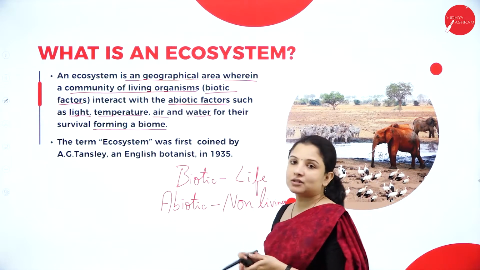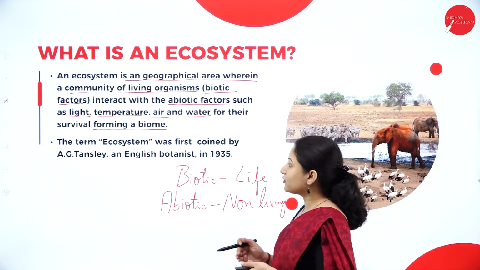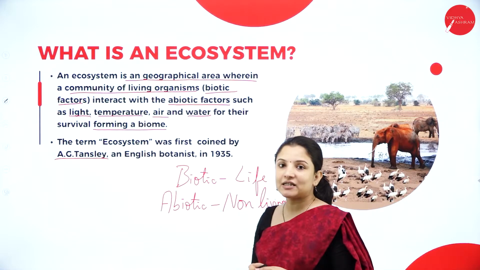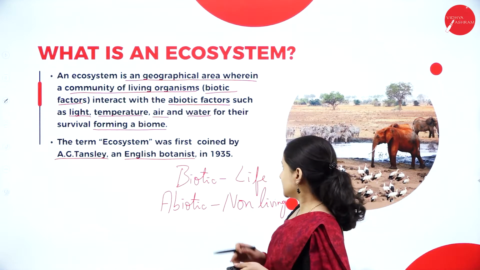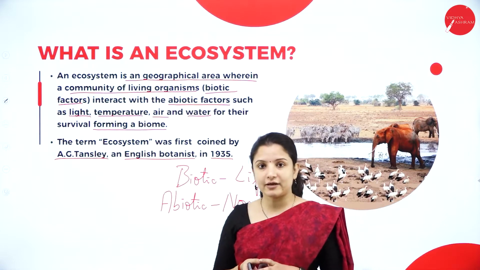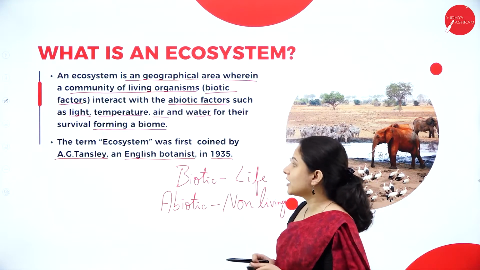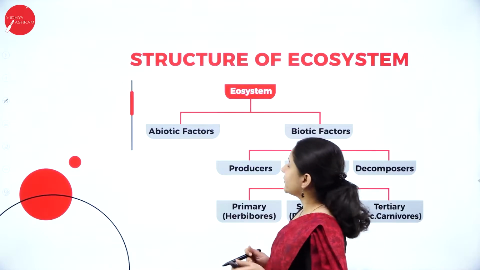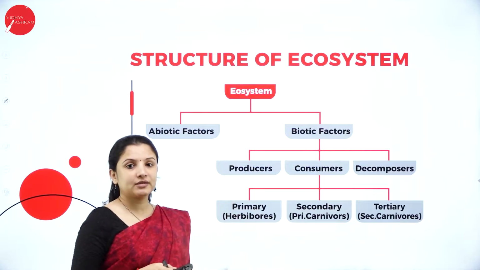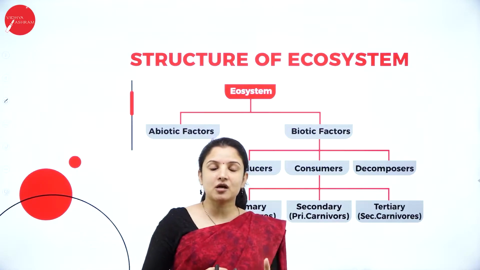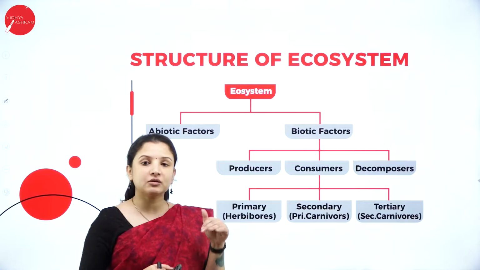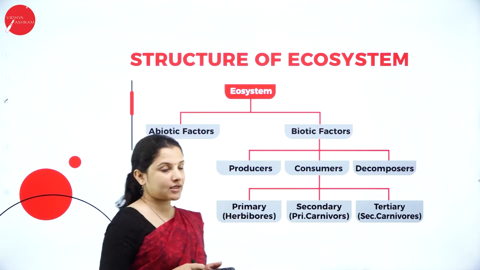So who coined this term ecosystem? The term ecosystem was coined by A.G. Tansley. He was an English botanist. So this person in the year 1935 actually coined the term ecosystem. So the credit goes to A.G. Tansley. So moving further, let us study about the structure of the ecosystem. In this session, we shall concentrate on the structure and function of the ecosystem, wherein function of ecosystem we will continue in the next session as well.